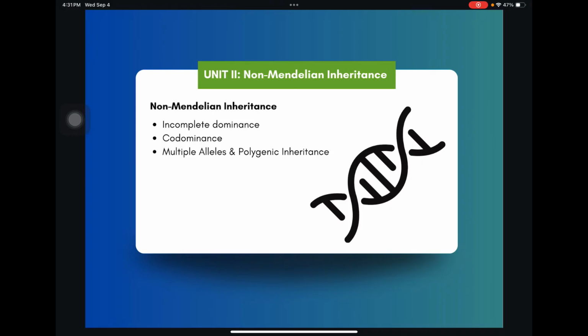Okay, moving on from Unit 1, now we're going to discuss non-Mendelian inheritance. Not all genetic variations could be explained by Mendel's law. There are a few exceptions that happen during the fertilization process, leading to inheritance of traits that deviate quite a bit from the rule of Mendel. This will be discussed under non-Mendelian inheritance, hence the term non-Mendelian.